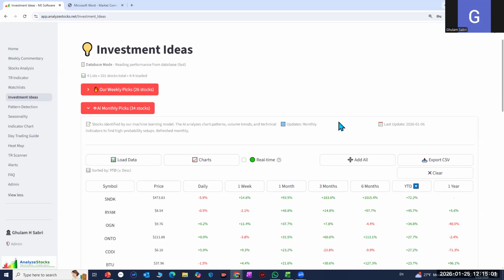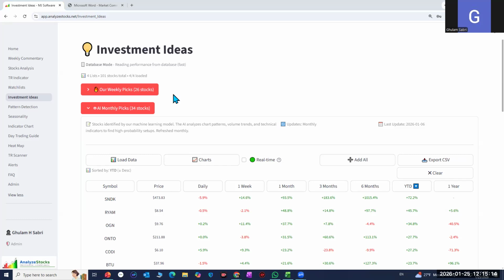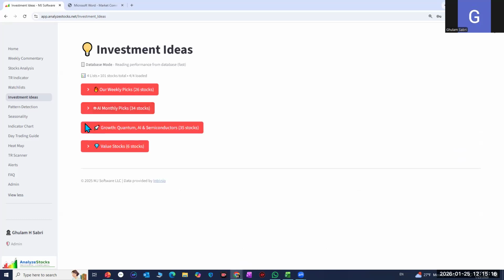So you have to press this load data button if you see it blank, and then it will update this thing. Okay. Now this is another list, AI monthly picks. The AI monthly picks is through an AI agent. We receive a list of stocks based on their own parameters. And we update this AI monthly picks as well as this growth and momentum and AI and semiconductor stocks once in a month, maybe just after the first day of the week, around second or third.